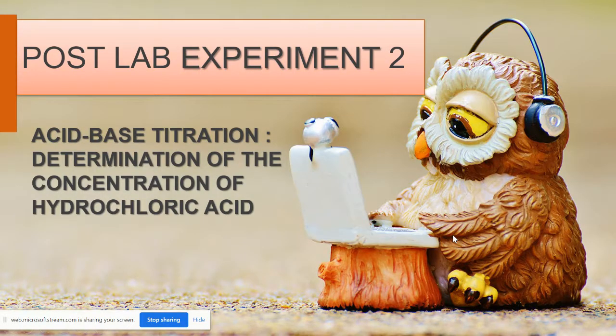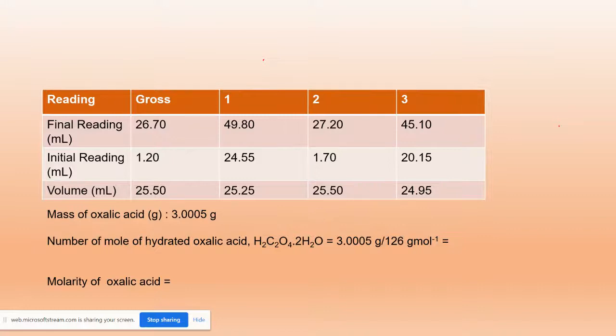Okay. Now, this is our post lab. The first hour is for post lab for experiment two. Remember what we did last week? We did some kind of titration, and we prepared a standard solution of oxalic acid. In part B, we need to determine the concentration of NaOH, and finally, we need to determine the concentration of hydrochloric acid. Right. Okay, now to the calculation.